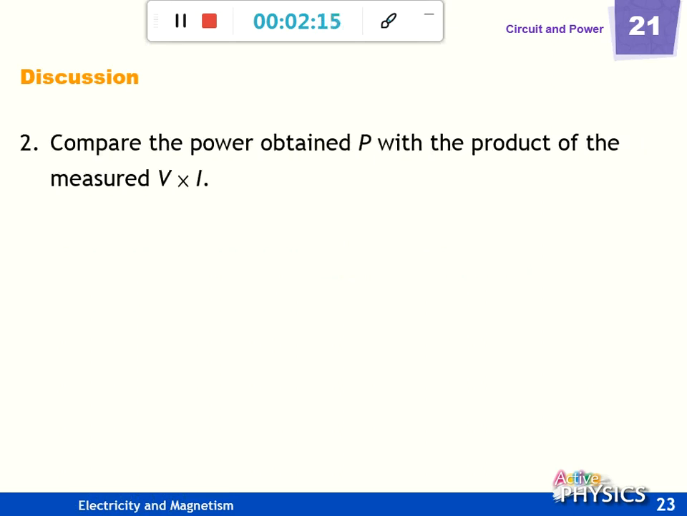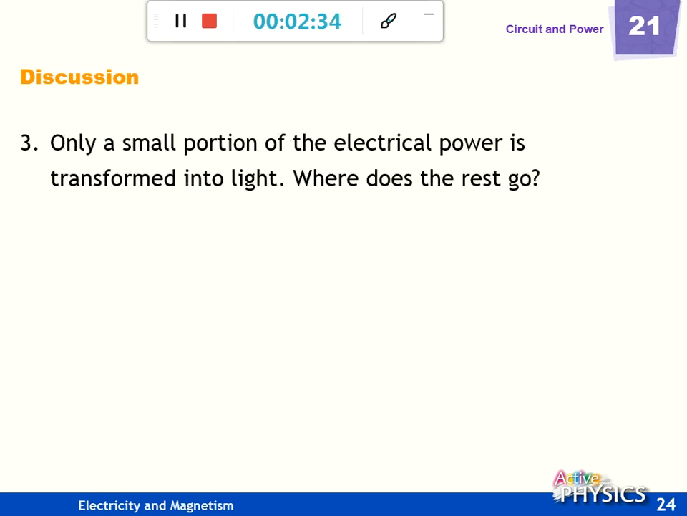And the second question, compare the power obtained, P, with the product of I V. After the experiment, you can find that power is actually similar to I V. But why? We will derive it later. Question number 3. Only a small portion of the electrical power is transferred into light. Where does the rest go? Of course, heat.